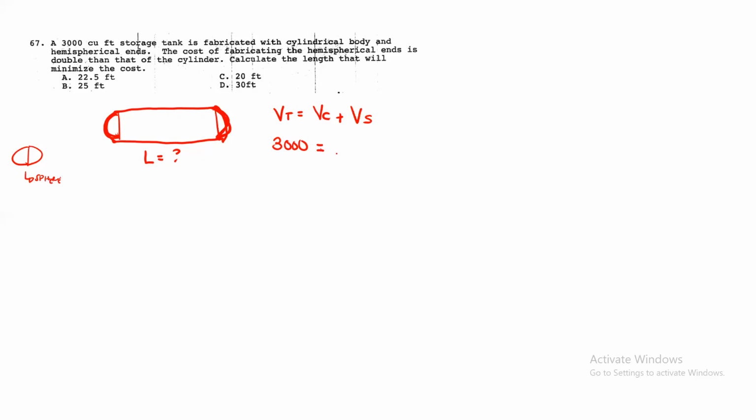So equals to, ilan yung volume ng cylinder? So, yung volume ng cylinder natin dito is pi r squared times height. So, yung height natin yan yung length, plus volume ng sphere, so 4/3 pi r cubed. So, magiging length natin dito is equals to 3,000 minus 4/3 pi r cubed divided by pi r squared. So, ito yung equation ng ating length.